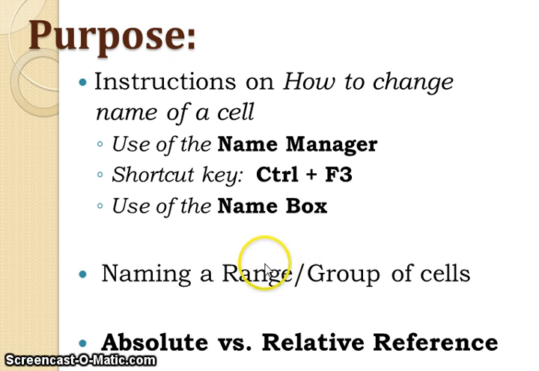The purpose of this video is instruction on how to change the name of the cells, either by naming a group of cells or a single cell. We have three ways to name the cells. The first is to use the Name Manager. The second is a shortcut key, Control plus F3. The third is to name the box directly from the top of the Excel table. And we also compare the absolute and the relative reference.